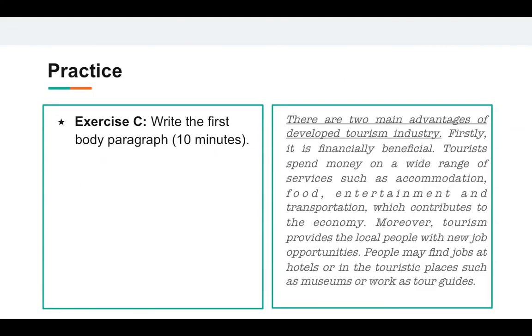Okay, here you can see the first body paragraph about the advantages of developed tourism industry. Now pause the video again and compare your advantages paragraph with the one on the slide.